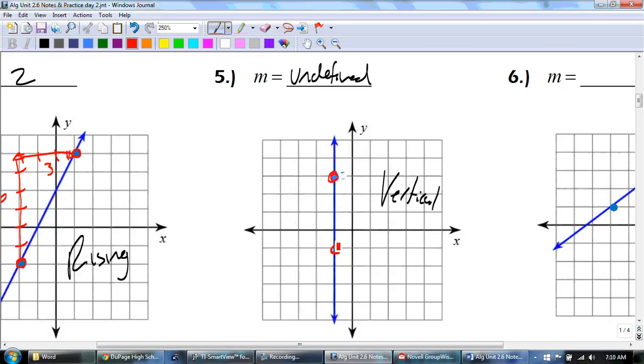There are my 2 points. I need to go up. And I go up 1, 2, 3, 4. So I went up 4, but I don't go to the left or right. So that would be 0. And 4 divided by 0 is undefined.